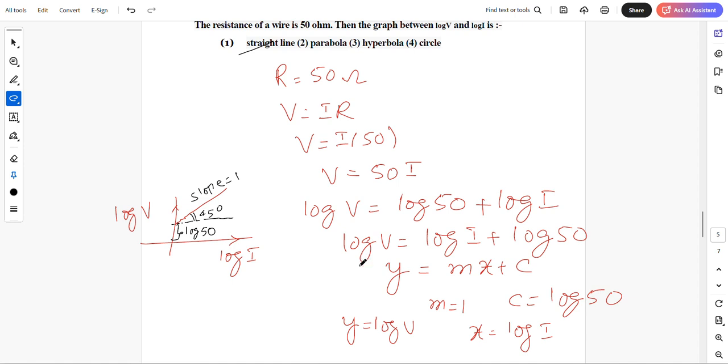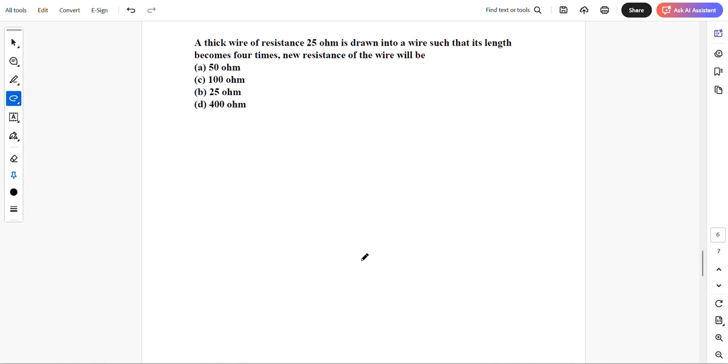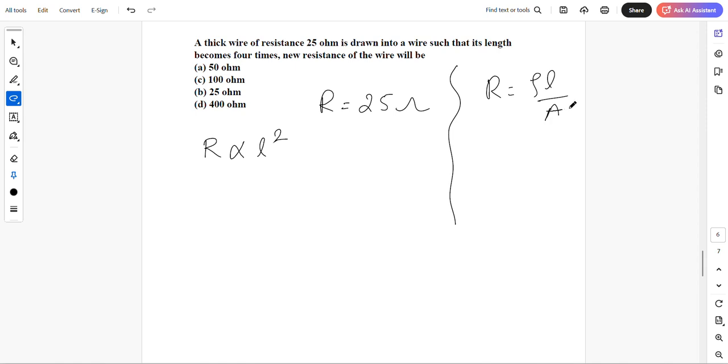Next problem. A thick wire of resistance 25 ohm is given, and it is drawn into a wire such that its length becomes 4 times. Length is becoming how many times? 4 times. We have the relation R is proportional to L square. How did we get that? R is equal to ρL by A, so R is proportional to L by A. We know that AL is equal to constant.